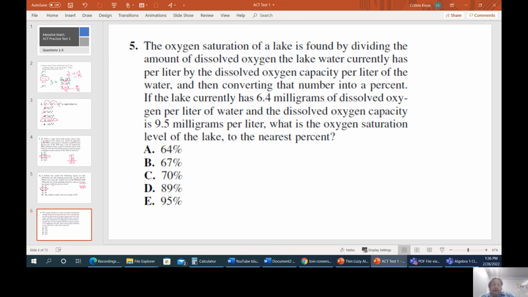All right, so the saturation of the lake, blah, blah, blah, is found by dividing the amount of dissolved oxygen by the total capacity. So they're telling you what to do here: divide. Here is what we have in the lake currently, so it's 6.4. And right here, the capacity is 9.5.